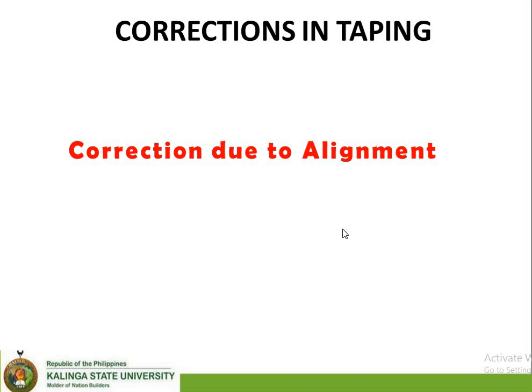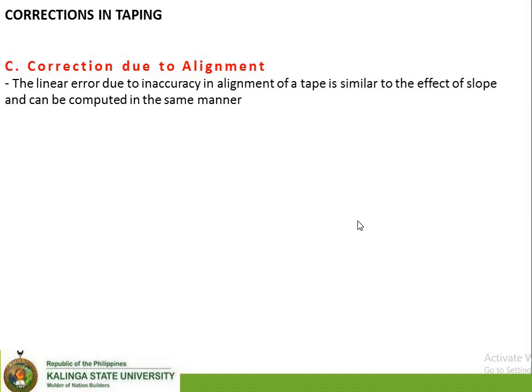Correction due to alignment. The linear error due to inaccuracy in alignment of a tape is similar to the effect of slope and can be computed in the same manner.